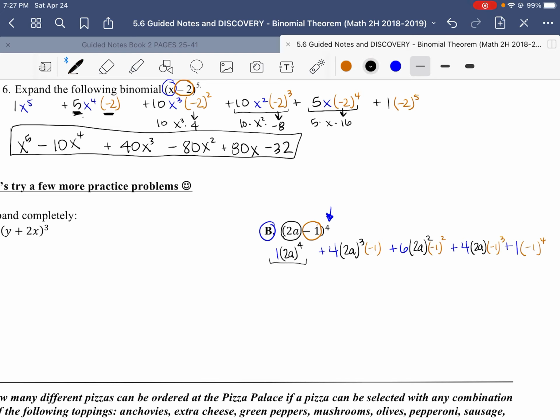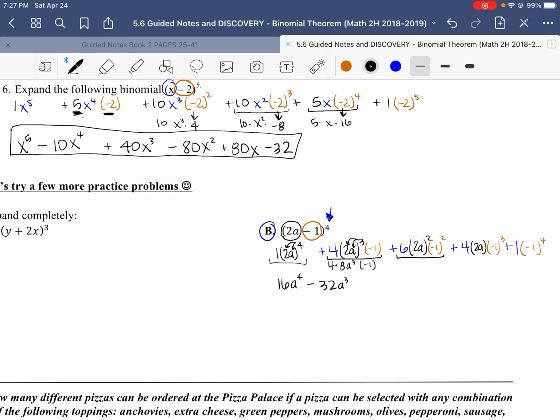Okay, so let's simplify once again. So let's just do this first term. So again, remember an exponent goes here, and it's going to go here on the 2 and on the a. So 2 to the fourth is 16, and then a to the fourth is just a to the fourth. Okay, and then in this next term, I'm going to simplify each piece first. So the 4 is here, 2 to the third is 8, and then a to the third times negative 1. So I'm going to do 4 times 8 is 32, times negative 1 is negative 32, and then you're going to bring down that a to the third. So we're done with that one.